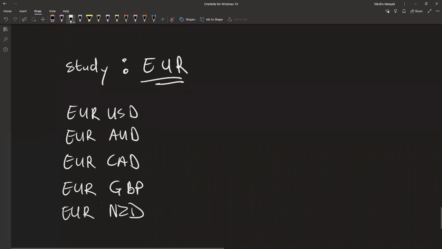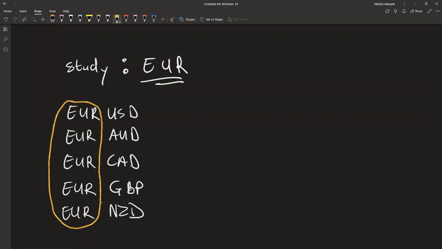Whatever the case is, what I'm trying to talk about here is that we have a common factor, and we're trying to see its relationship with other currencies. How's the euro doing against the dollar? How's the euro doing against the Australian dollar? How's it doing against the Canadian dollar, the Great British Pound, the New Zealand dollar? And what you'll find is a general pattern. The charts will look similar. Maybe this one will look like this, and the second one might look something like this, but they're basically all representing the same thing.